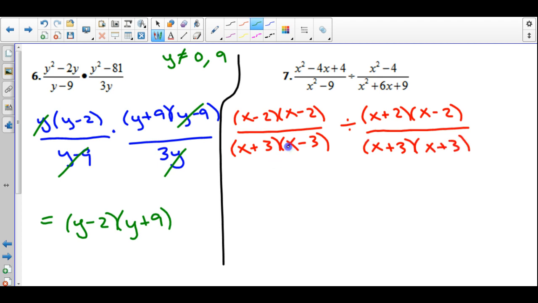So what I'm going to do is identify my restrictions right away off this denominator, which is x cannot be negative 3 and positive 3. And notice the negative 3 factor repeats again. So now that it's a division problem, I'm going to flip the second fraction just to turn it into a reciprocal. So I'm going to bring this first one down.